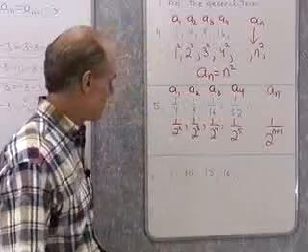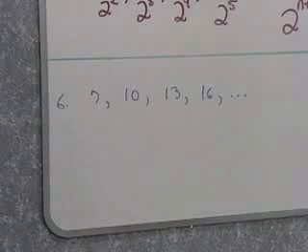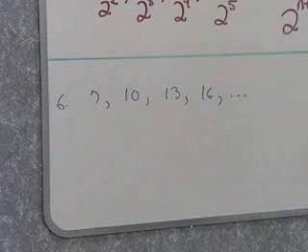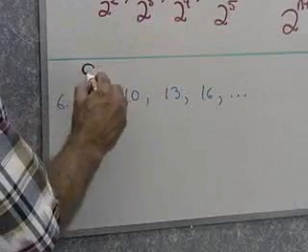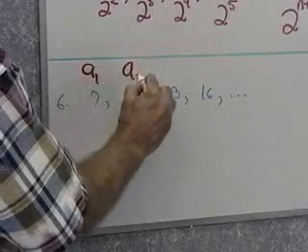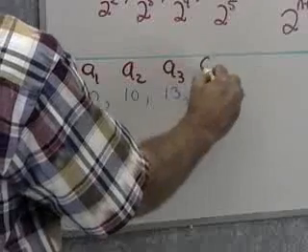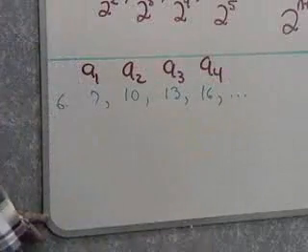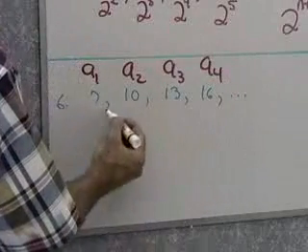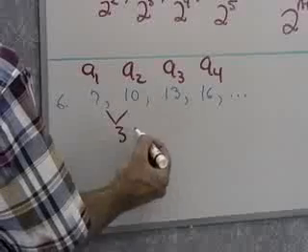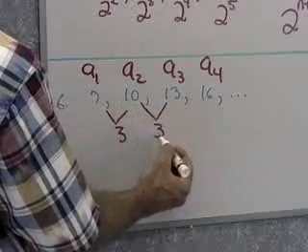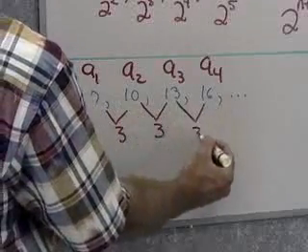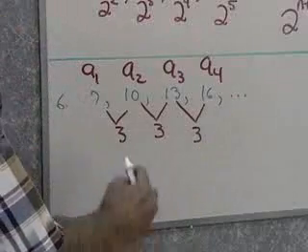Okay, let's go down to the next problem: 7, 10, 13, and 16. That doesn't seem to make too much sense, or does it? Well, let's see. Again, this is the first term, second term, third term, fourth term. If I look at the sequence itself, it looks like I add 3 to 7 to get 10, I add 3 to 10 to get 13, and I add 3 to 13 to get 16.